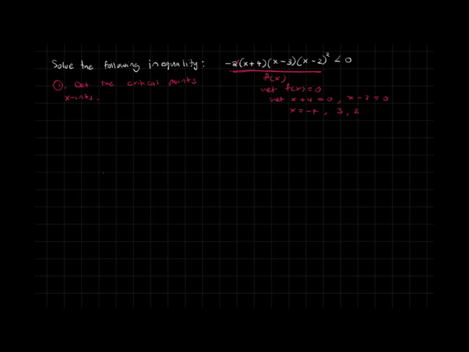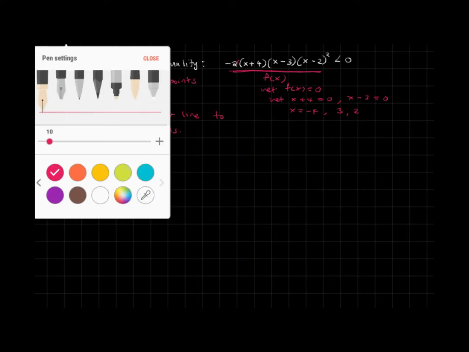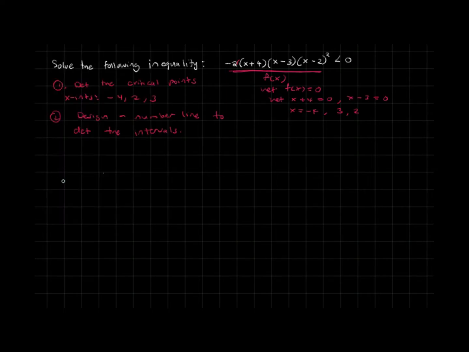And after we have our x-intercepts, which include -4, 2, and 3, what you want to do here is design a number line to determine the intervals. So the critical points are used to determine intervals, and the space between the critical points is basically an interval. Now I'm going to show you that using a number line. So I'm going to just do that here.